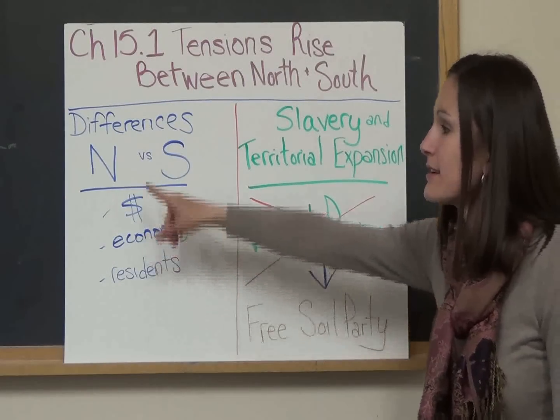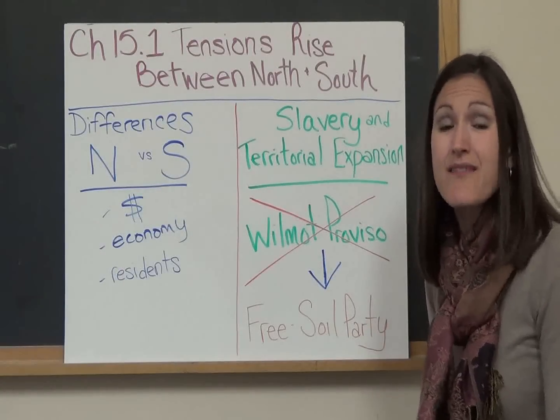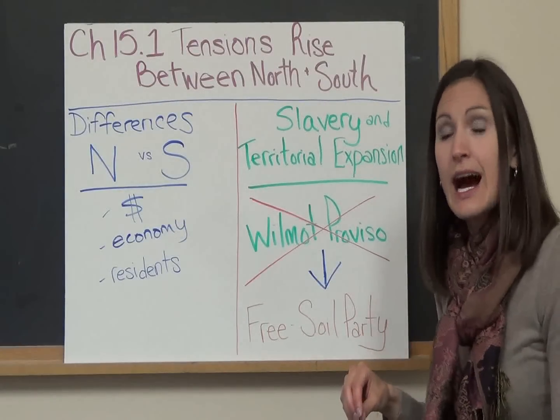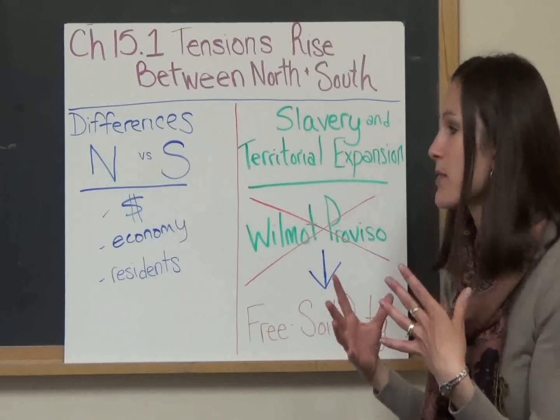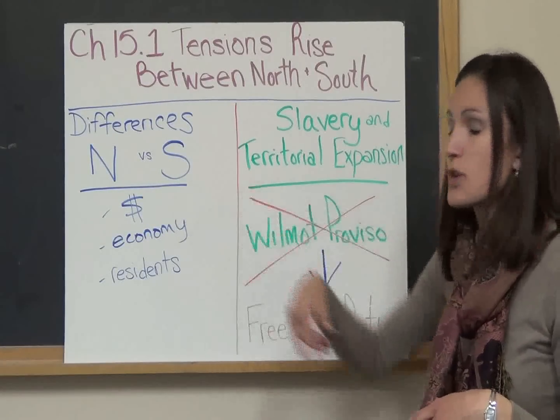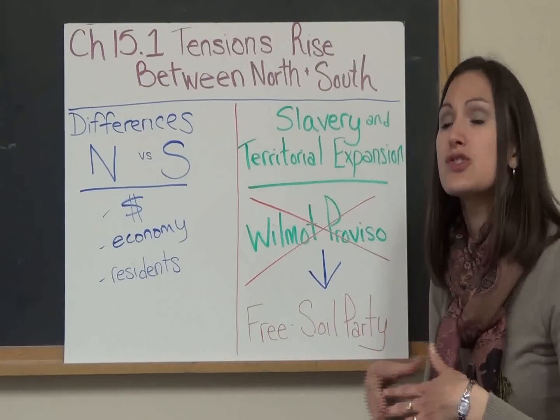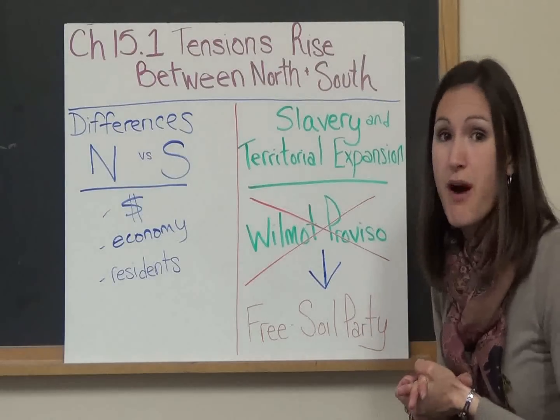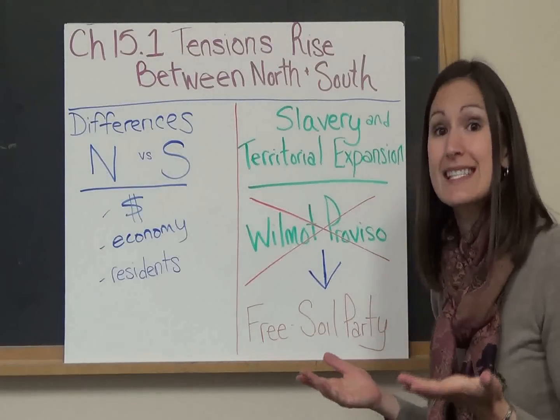The residents, people in the North, you have a lot of immigrants who are coming into the U.S. to work the factories, so you have a diverse North. In the South, you have plantation owners, you have poor whites, and you have slaves. 1/3 of the population were actually slaves.